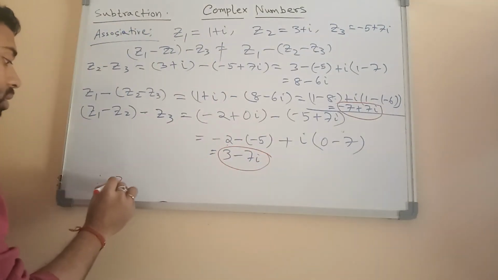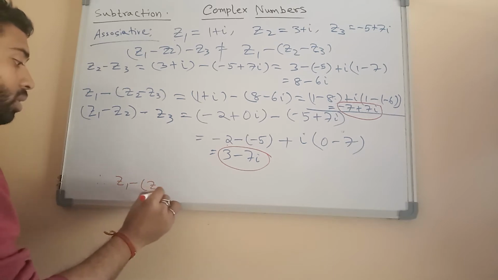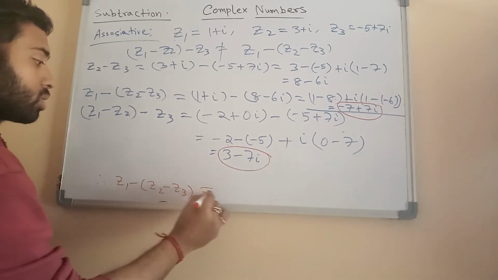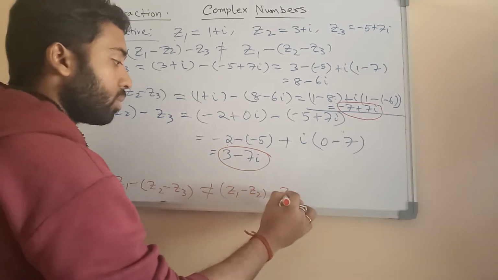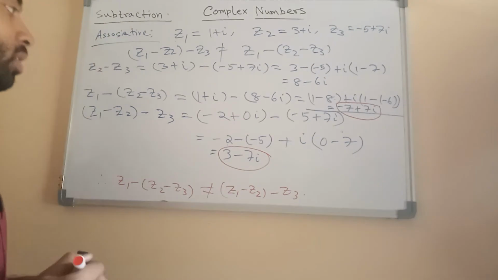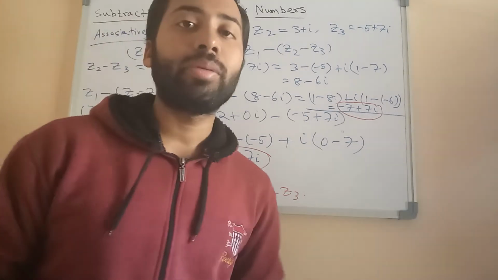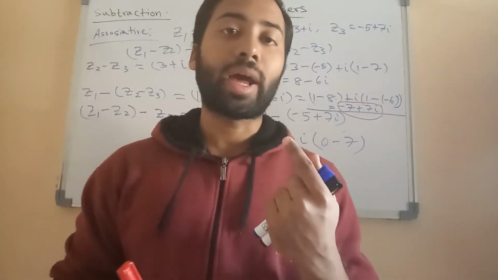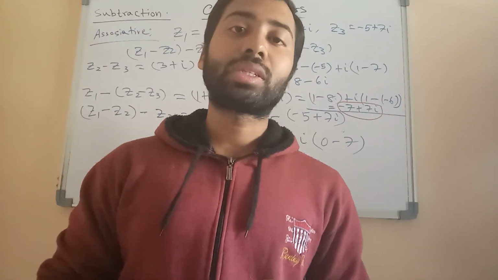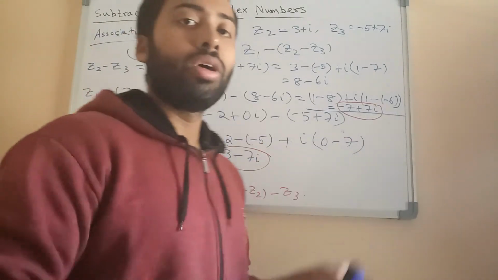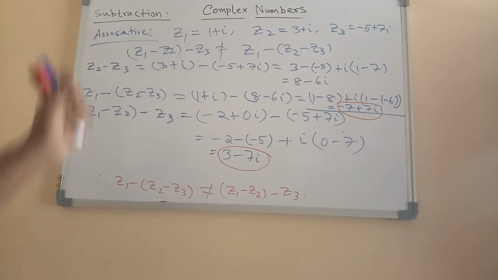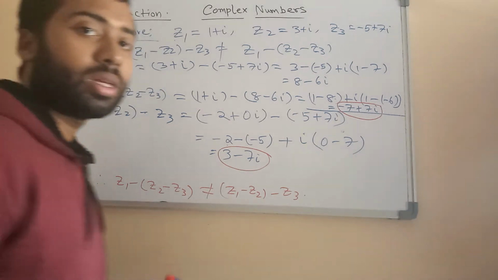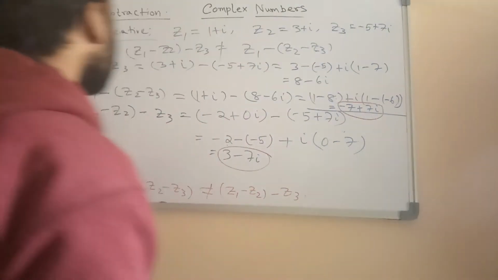Therefore (z1 minus z2) minus z3 is not equal to z1 minus (z2 minus z3). So if any property is not true for at least one number, then we can say the property doesn't hold for the whole set. So that means the associative property doesn't hold for the set of complex numbers under the operation subtraction.